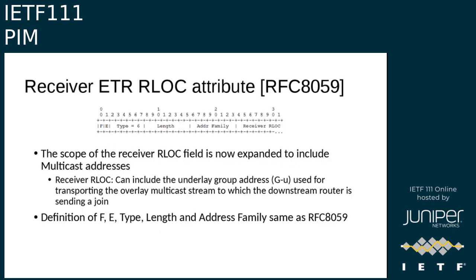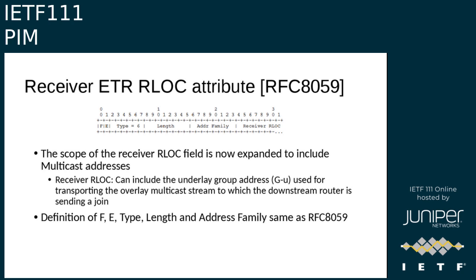So 8059 is defining this RLOC attribute, and in 8059 it says receiver RLOC. As I said, that's the destination address that you want to encapsulate to when you do unicast in the core. What is specified in this draft is that we can reuse this receiver RLOC attribute to specify a multicast group address.